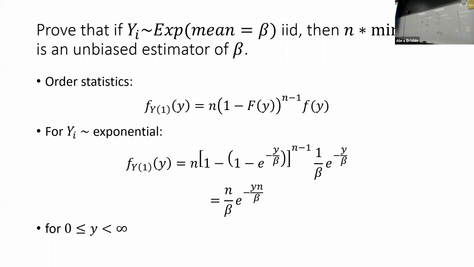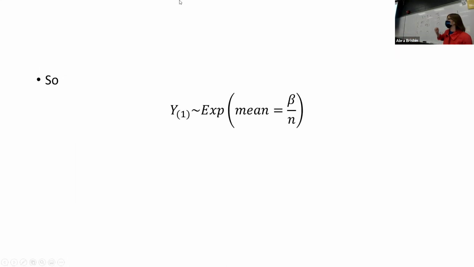Nice. Yes, this is an exponential distribution with mean beta over n. So this is similar to the problem you did on homework 0 about the headphones.